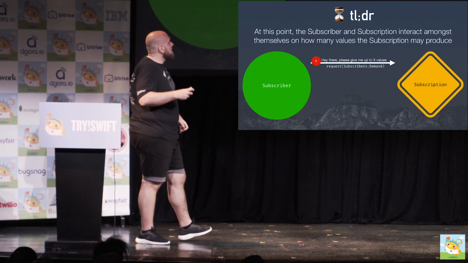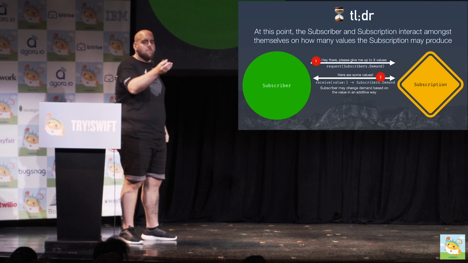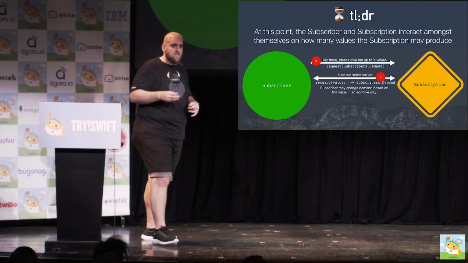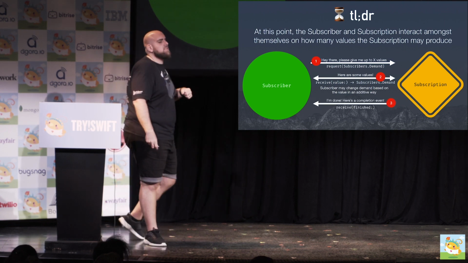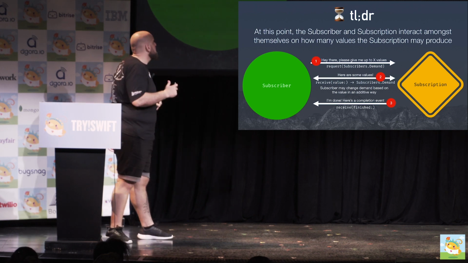The subscriber says, hey, give me up to some amount of values. Subscription says, here are some values, and the subscriber can constantly adjust their demand based on these values if they want more values. And finally, you're going to get some completion event at some point to indicate that there are no more values coming from that subscription.